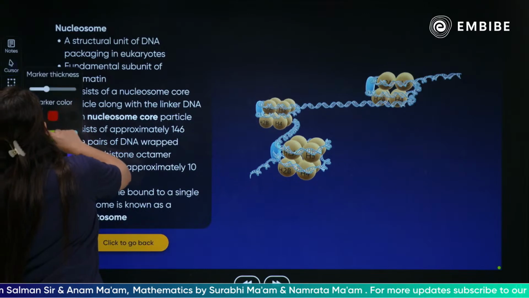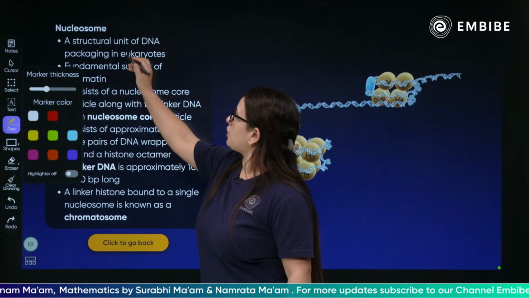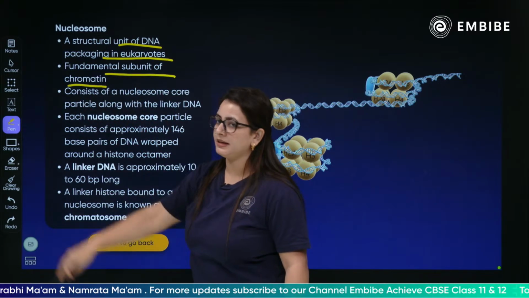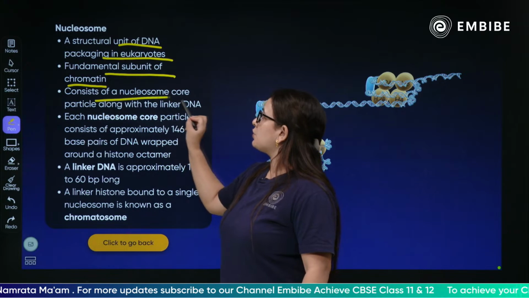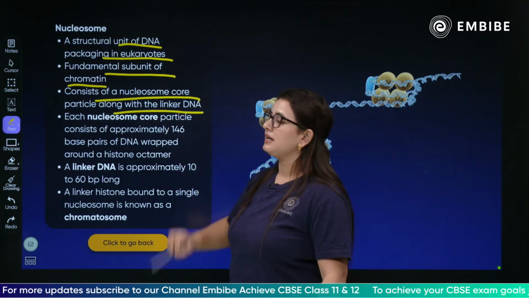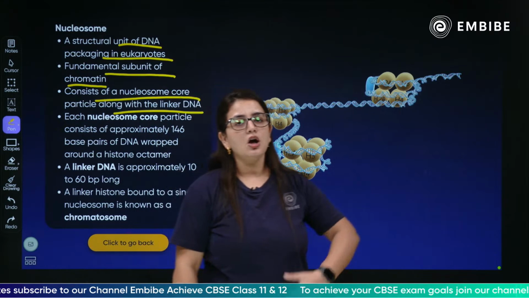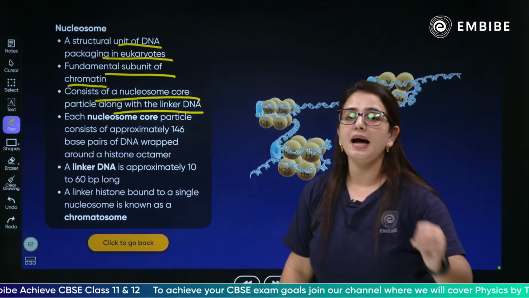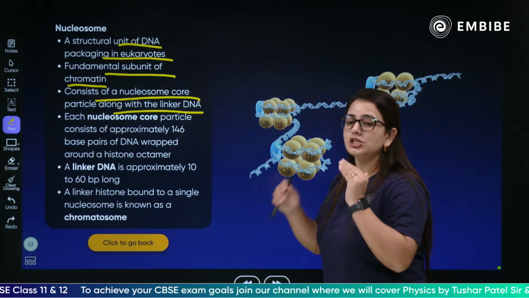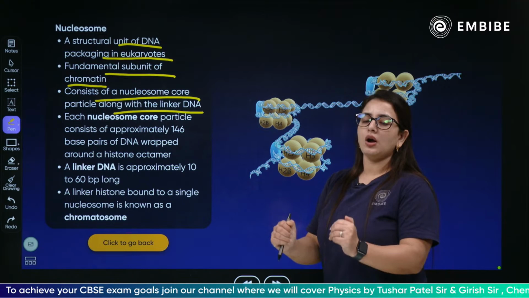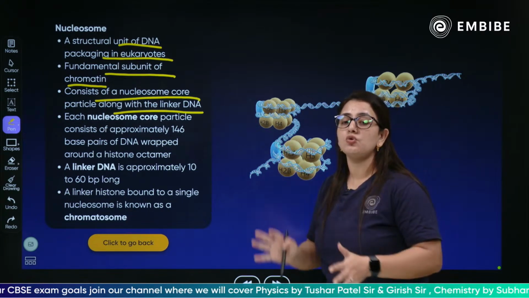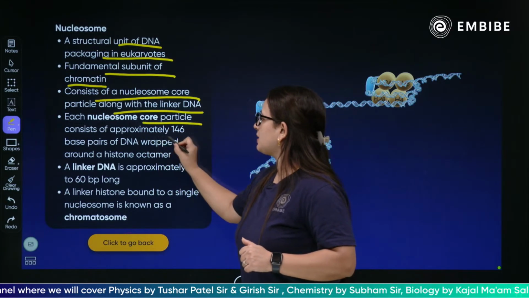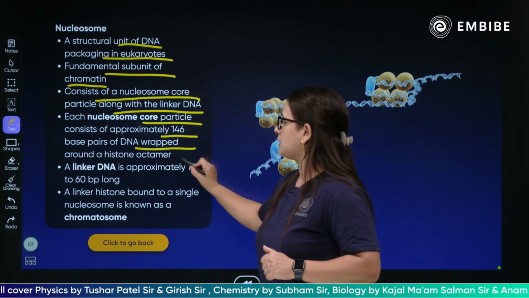So, children, the nucleosome is the structural unit of DNA packaging in eukaryotes, the fundamental subunit of chromatin material. It consists of a nucleosome core particle along with the linker DNA. So, what is your nucleosome? The octamer plus DNA plus linker DNA. All three of them combine to form a stable structure, and that stable structure is called a nucleosome. Each nucleosome core particle consists of approximately 146 base pairs of DNA wrapped around a histone octamer.